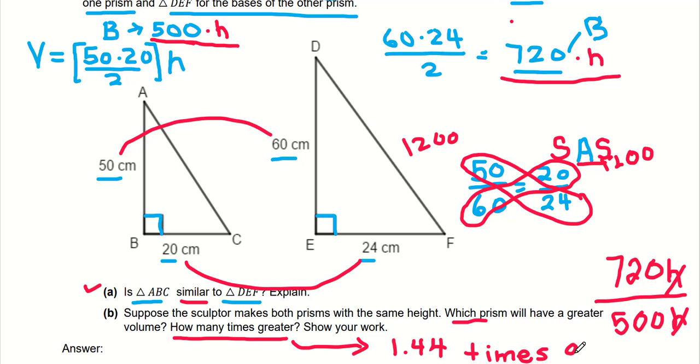So it's 1.44 times greater. And this is how you work it out. If you prefer to write it in words, that's fine. Or you can just leave your answer like I have by showing your work.